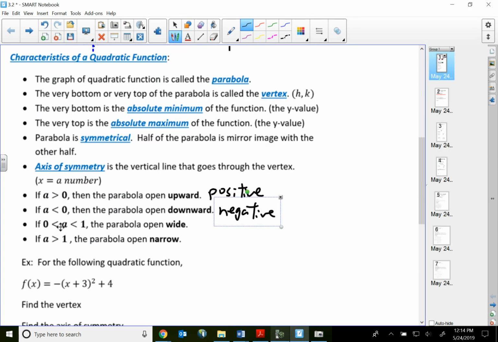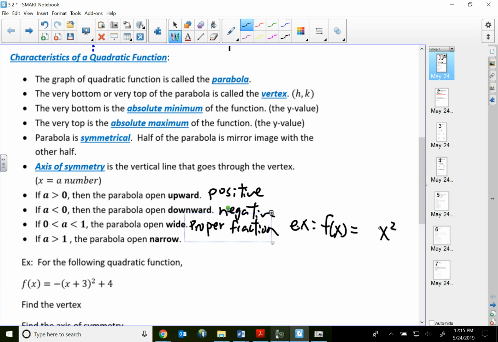If the leading coefficient is between 0 and 1, numbers between 0 and 1 are considered proper fractions. If I have a proper fraction, that means my parabola will open wide. Why does it open wide? Let me give you a quick example. Earlier I just had a x squared, right?